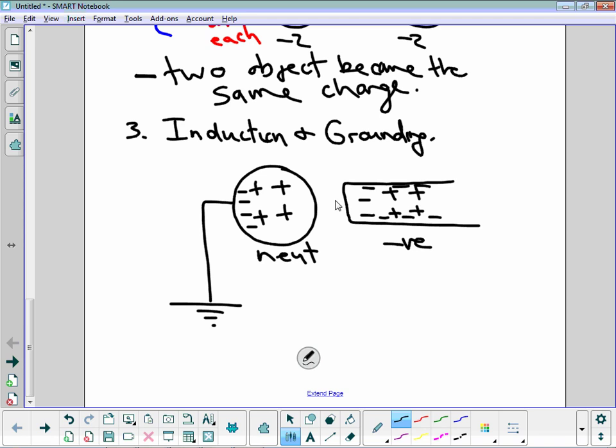This is now induction and grounding. What's going to happen here? Rachel? They're going to go away? Oh, no, you're right, actually. I'm being mean. Now I'm being smart. You're right. They're going to go away. They're going to go to where? What do we call it when they go away in this situation? Yeah, to ground. They're going to go to ground. All right? They're going to go to ground.